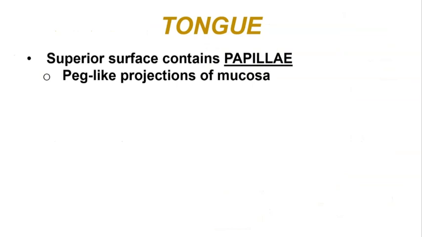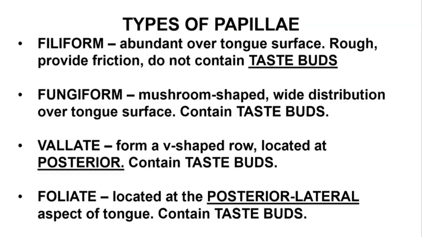The superior surface of the tongue contains small little peg-like projections of the mucosa that are referred to as papillae. The different types of papillae have different locations on the tongue as well as different functions. We see that the filiform papillae do not contain taste buds and are scattered across the majority of the tongue's surface. They are rough, small, and provide friction for moving and mixing food.